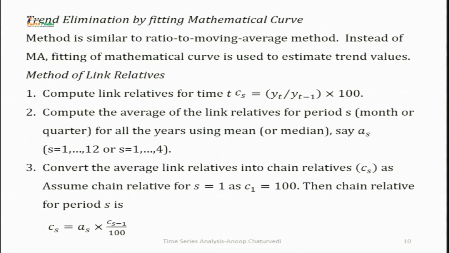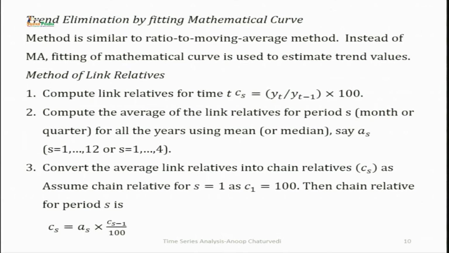Then we compute the average of the link relatives for the period S. This S may be month or S may be the quarter, for all the years using mean or median, say AS. For the monthly data, S varies from 1 to 12. For the quarterly data, S varies from 1 to 4.